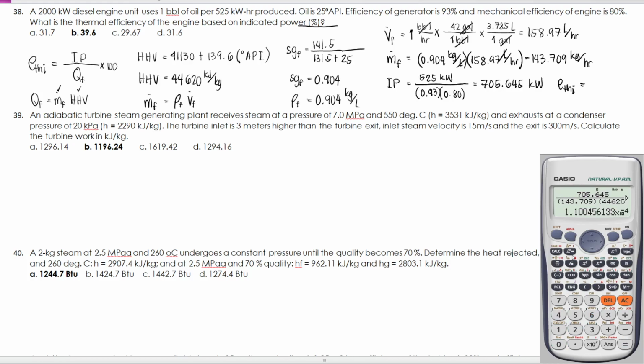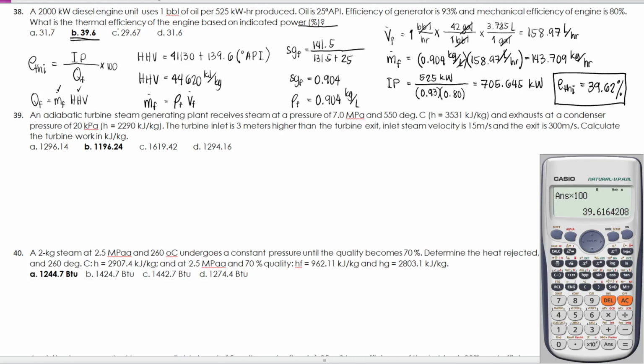Ay, naka-kilograms per hour yung ating mass flow rate. So, i-divide ko lang yung mass flow rate natin sa 3,600 para naka-per second. Para kapareho dun sa indicated power. Ayan. Okay? So, that will be 39 point, multiply lang natin ng 100. So, 39.62 or 39.6%. Okay? So, 39.62%. So, yan yung thermal efficiency based on the indicated power, which is tama naman at letter B.